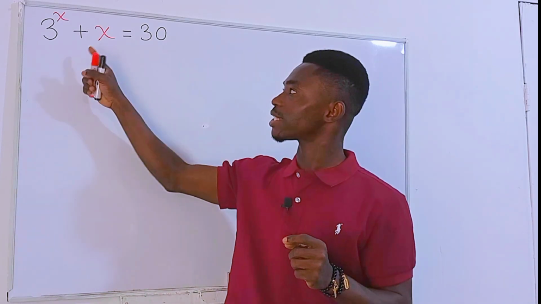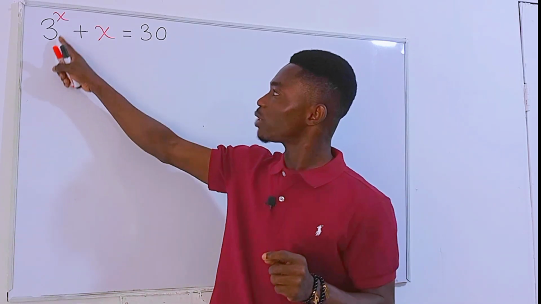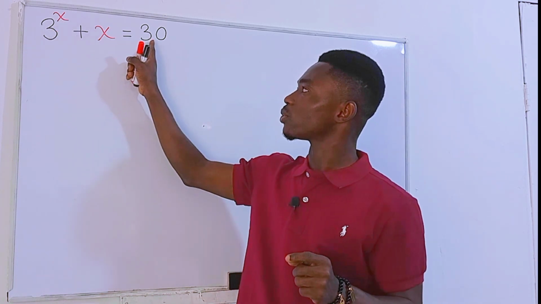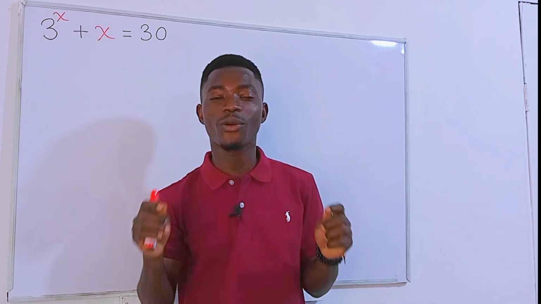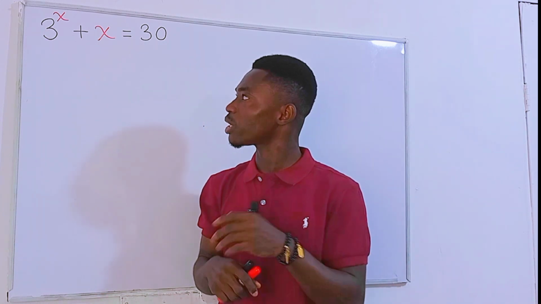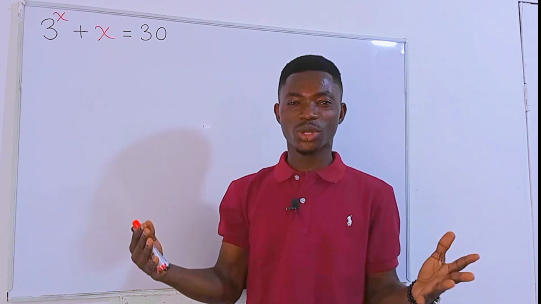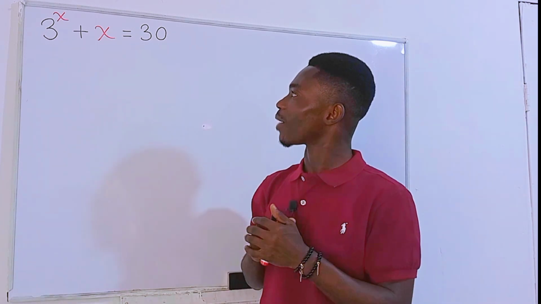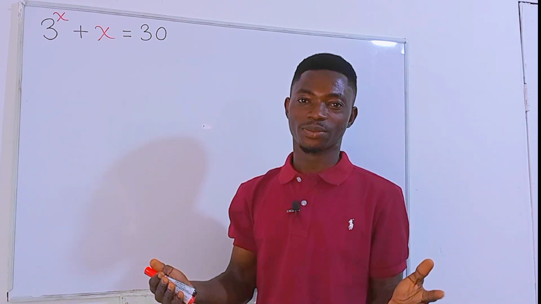Today we have this interesting question right here. 3 to the power x plus x is equal to 30. And we have to figure out the value of x that will satisfy this equation. And I think the question looks pretty much simple because you can just look at it and then tell the answer straight away. So what is it?